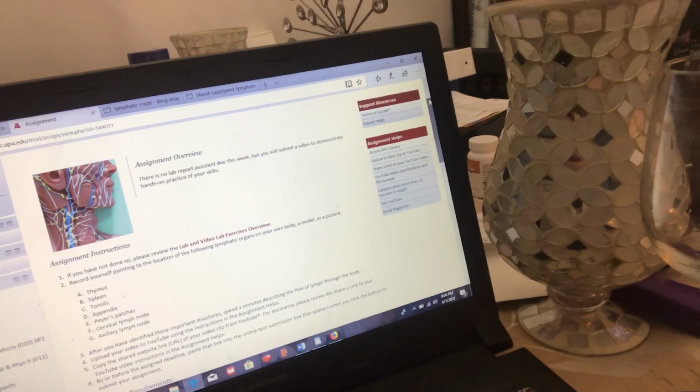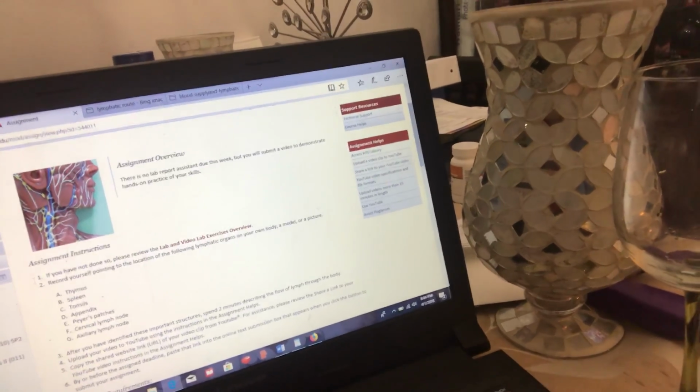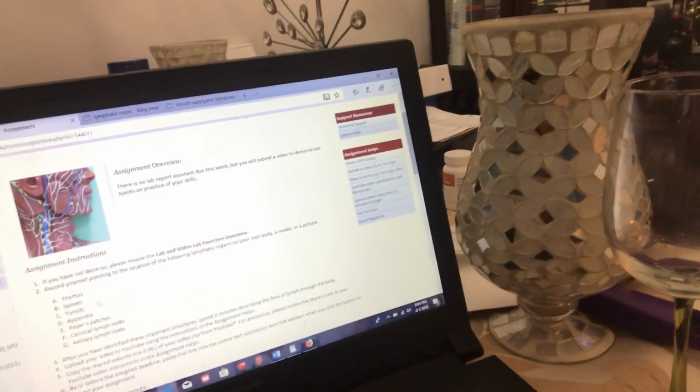I'm sorry, I'm squinting, but I don't have my contacts, so it's kind of hard for me to see far away. So the computer, basically what I have is the page, the class, so it can tell me exactly what I'm going to be going over.